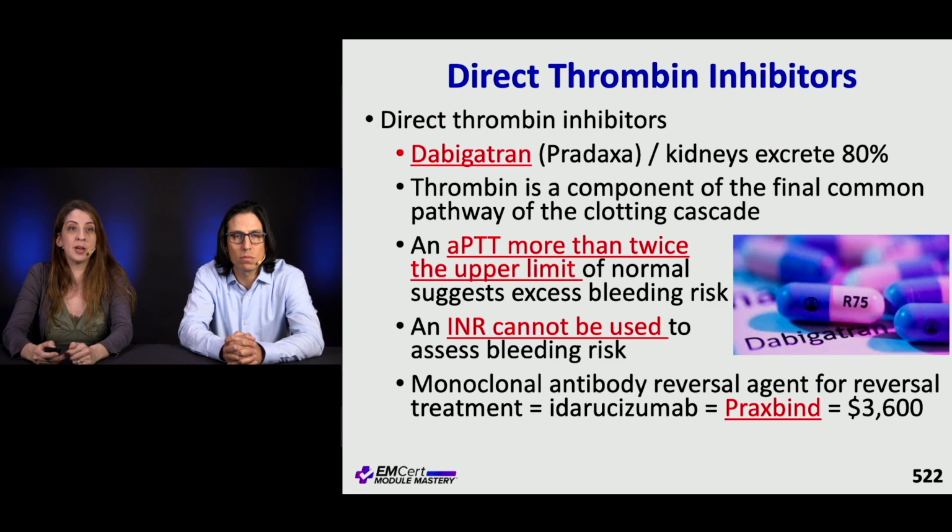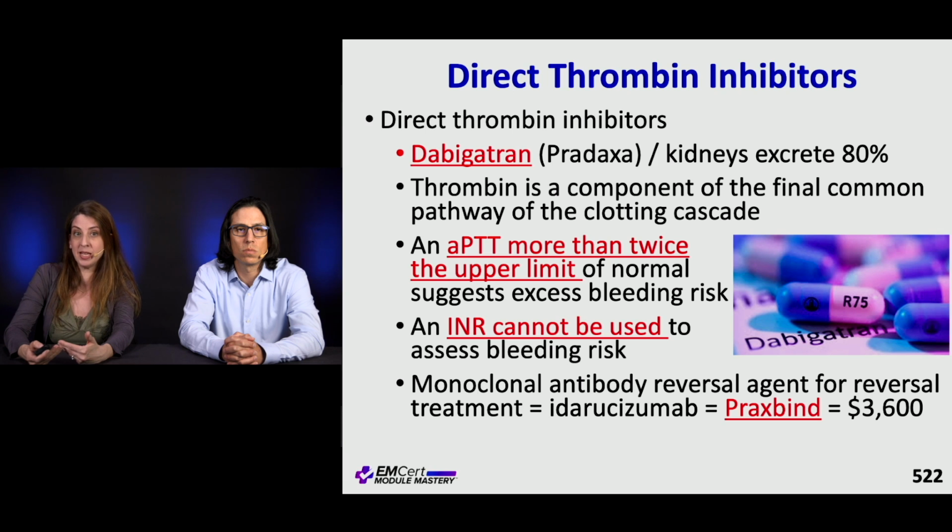So you have dabigatran. So this is excreted by the kidneys. This is a component in the final common pathway of the clotting cascade. You can see a rise in APTT, but you cannot use an INR to assess bleeding risk here. So there is a reversal agent direct for this. This is idarucizumab. It's pretty expensive, but it would be the treatment of choice in patients who have significant bleeding and are on this medication.